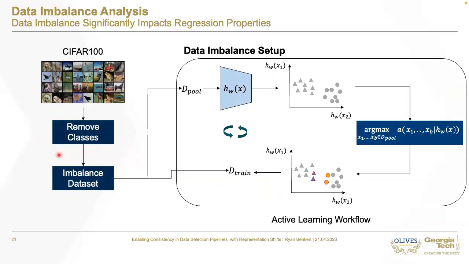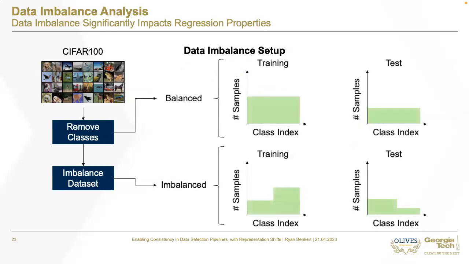We first remove a set of classes, and then we imbalance the data set, right? Before essentially feeding it into the active learning workflow that you see here on the right. And just to really drill this down to give you a feel of what we're seeing in the next slide, I'm going to be showing you the class distributions here in the balanced scenario at the top versus the imbalanced scenario on the bottom. So CIFAR-100 is super balanced.